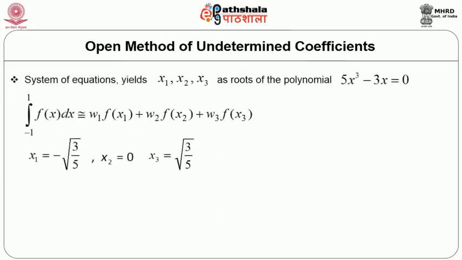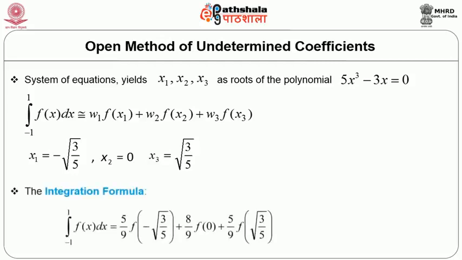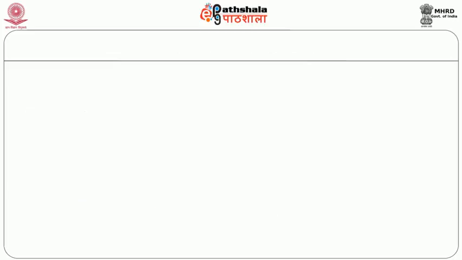Now, we solve these equations, and on solving these equations x1, x2, x3 come out to be the roots of the cubic equation 5x cube minus 3x equal to 0. So, these three abscissas x1, x2, x3 in the formula integral from minus 1 to 1 of f(x) dx equal to W1 f(x1) plus W2 f(x2) plus W3 f(x3) come out to be minus root 3 by 5, 0 and root 3 by 5. And once we know these x1, x2, x3, substituting back in these 6 equations derived, we get the weights as W1 equal to 5 by 9, W2 equal to 8 by 9 and W3 equal to 5 by 9. And so, our integration formula becomes integral from minus 1 to 1 of f(x) dx as 5 by 9 f at minus root 3 by 5 plus 8 by 9 f at 0 plus 5 by 9 f at root 3 by 5.